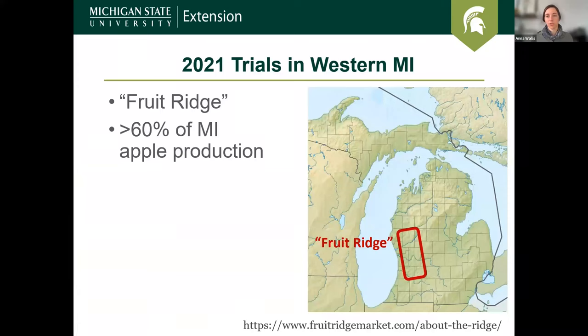So for those of you that don't know where I'm located, I am just north of Grand Rapids here in what we call Fruit Ridge. And this is where much more than half of the production of apples is in Michigan. A lot of Michigan is known for having very sandy soils, but this is actually a topographic feature, the ridge that is a little bit higher in elevation and heavier soils. So it's an ideal production area for apples. And that's primarily in Kent County, but other regions of the state also have very diverse fruit production.